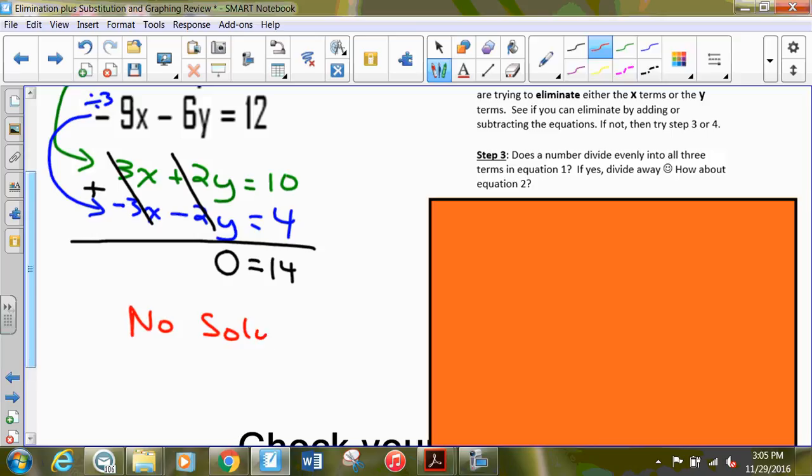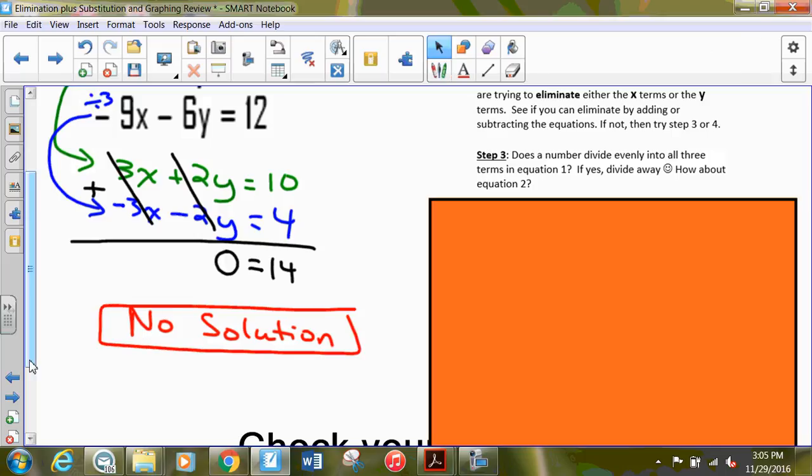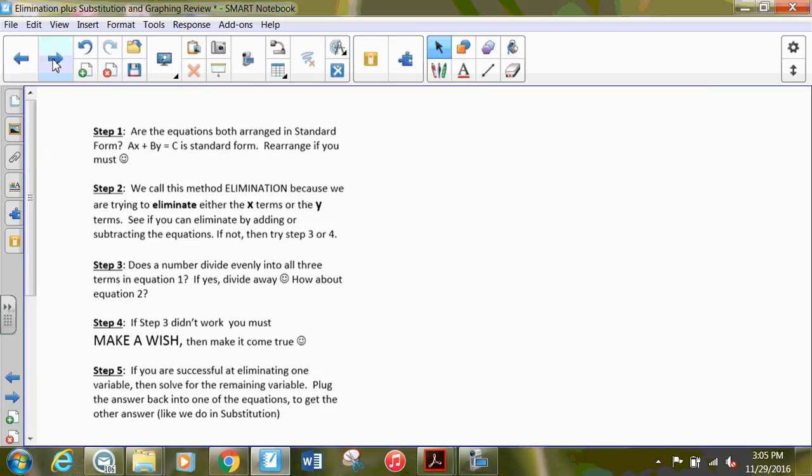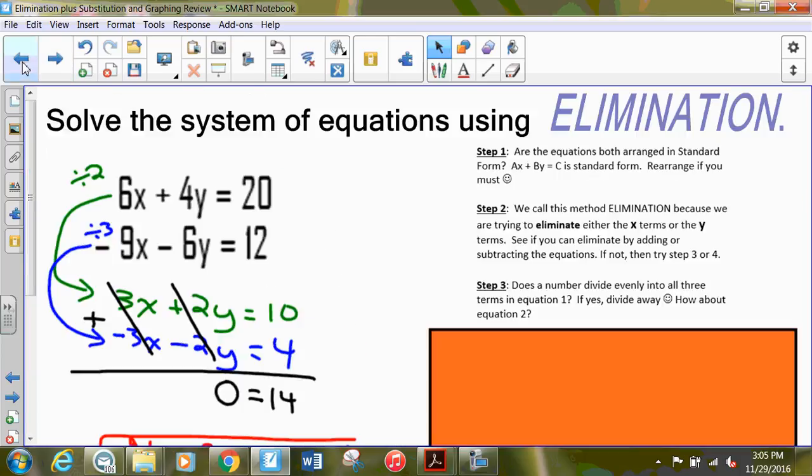So if we graph these two equations on a graph, they would be parallel lines. I knew you were saying it before I even did. Okay, and that's it. That's a nice little tutorial for how to use elimination to solve a system. Sometimes you'll have to make a wish twice. Sometimes you might have to simplify and make a wish. So don't give up. Keep trying the different steps and you'll get there. Good luck and have fun.